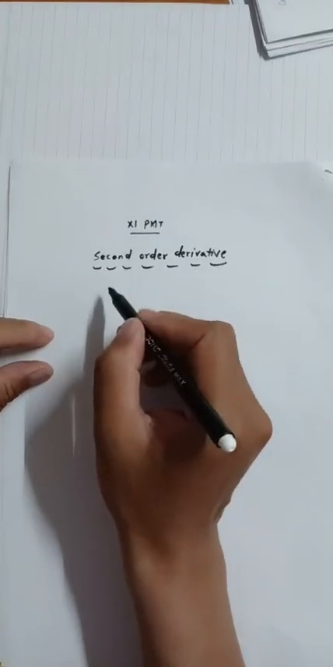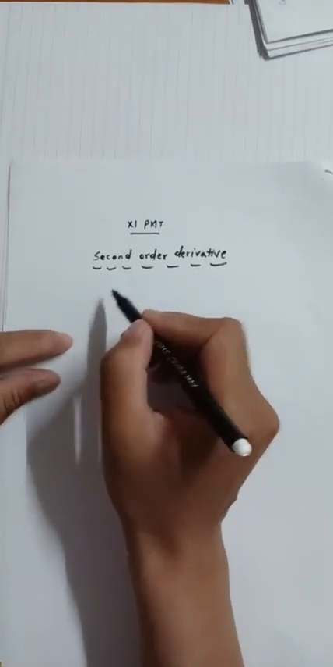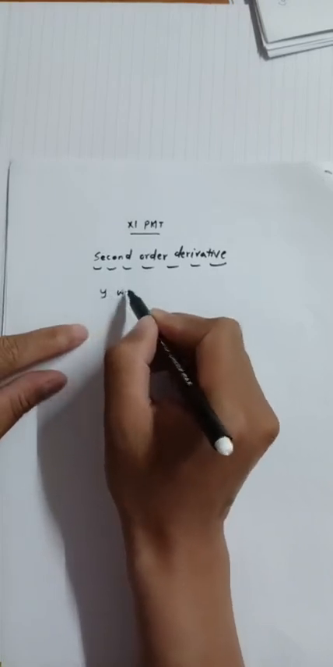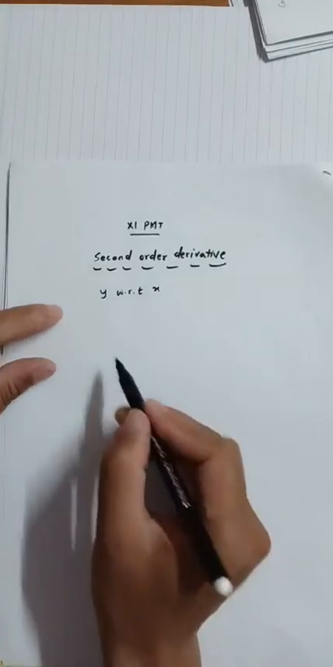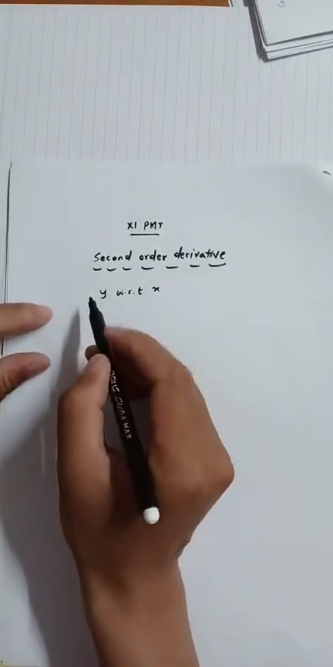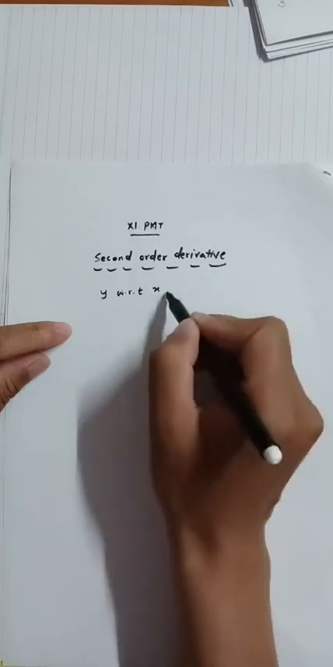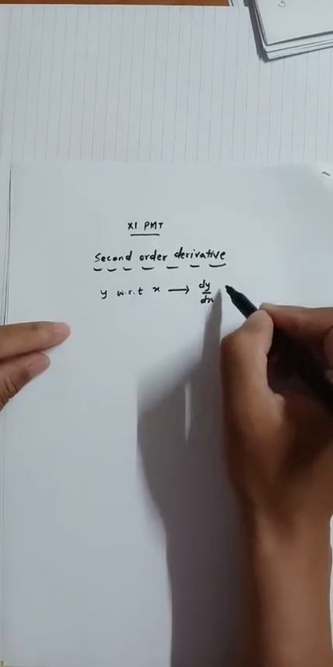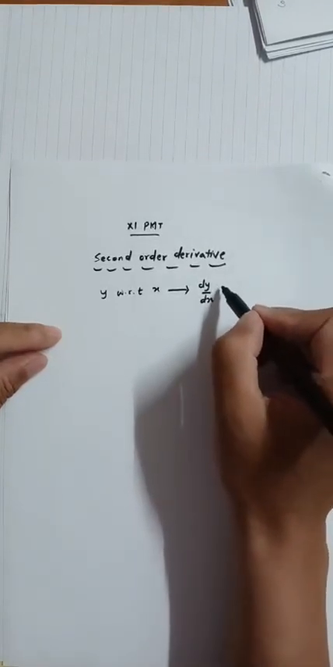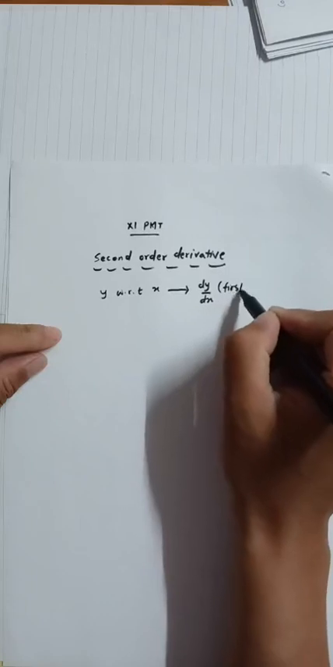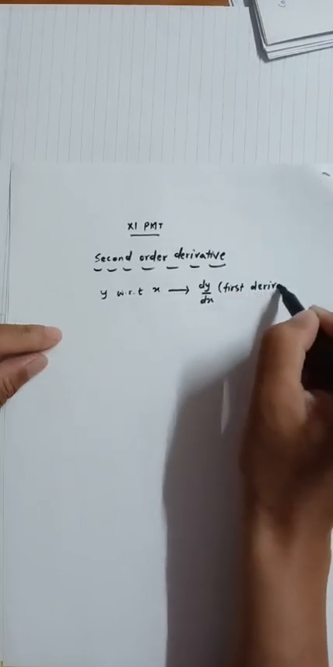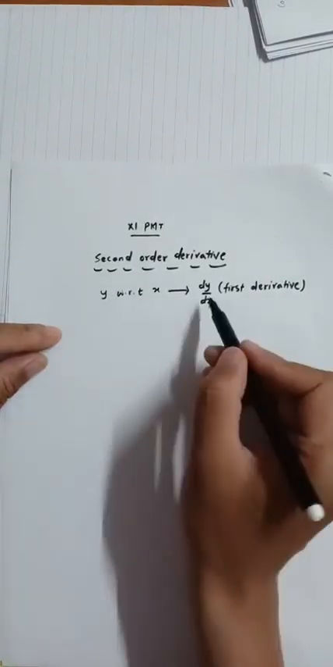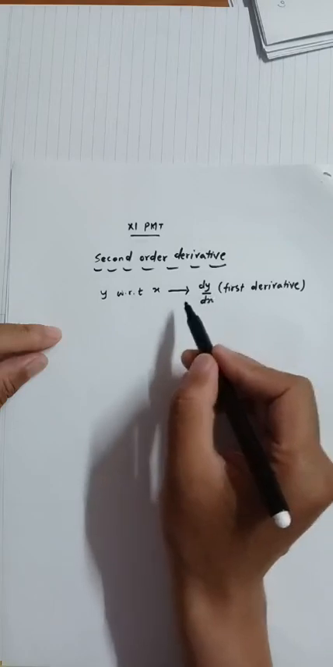For the second order derivative, if we differentiate y with respect to x, we get dy over dx. This is our first derivative. This is our first derivative.